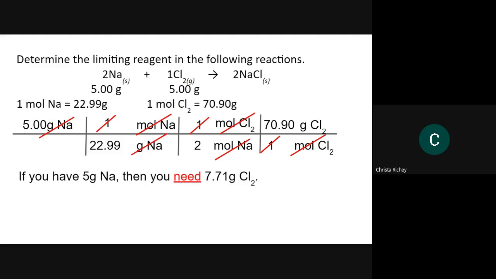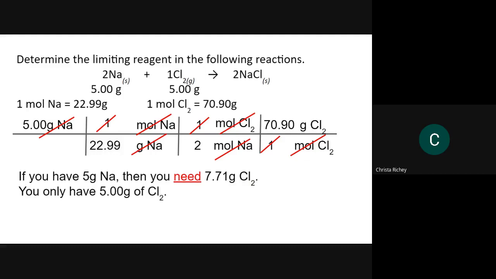Do I have enough? No, I only have 5. I need this amount. I only have this amount. This is the one that's important. I had people that were doing it backwards, which is very, very common. The problem tells you how much you have. Your stoichiometry tells you how much you need. You have to figure out if you have enough.